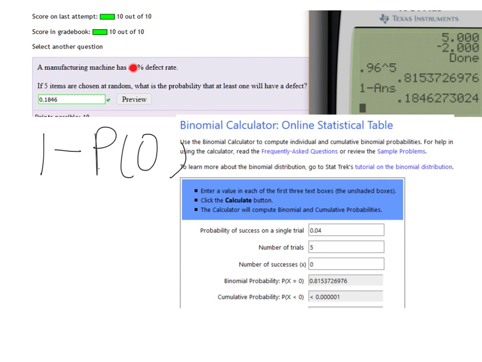So I typed it into the binomial calculator. I put the probability of success. In this case, a success is finding a defective part. There are 5 trials. I'm interested in having 0 defectives. Notice it's the same number. And then if we take that away from 1, we'll get that. So your choice on what you do. Doesn't matter.